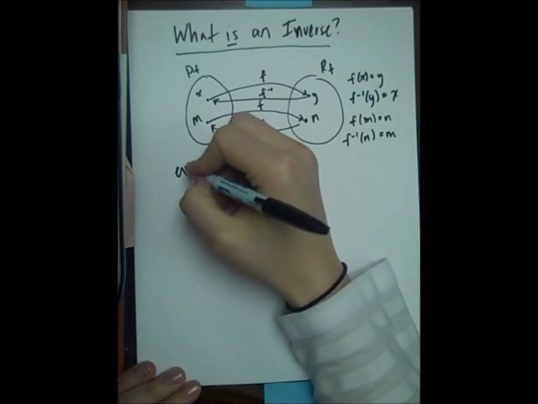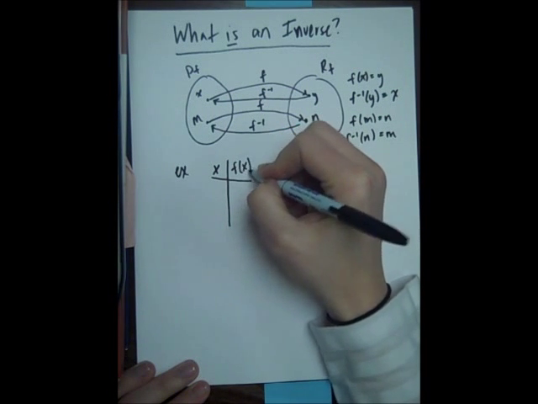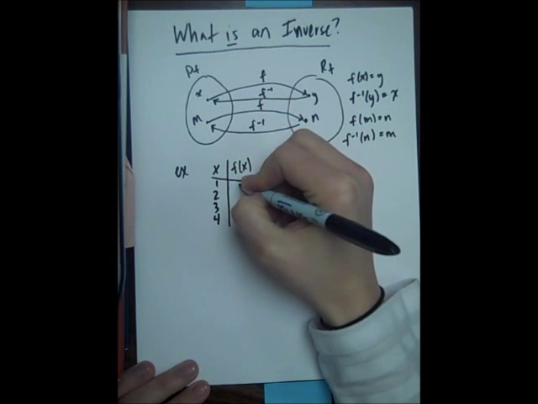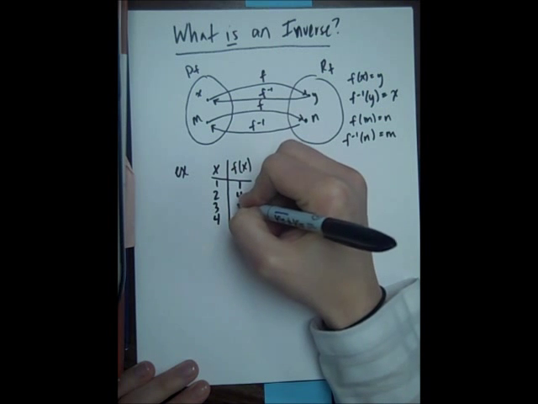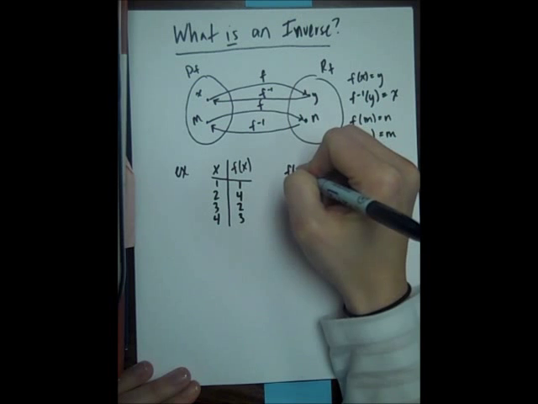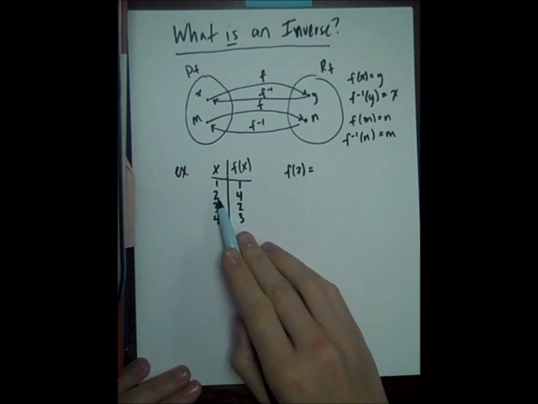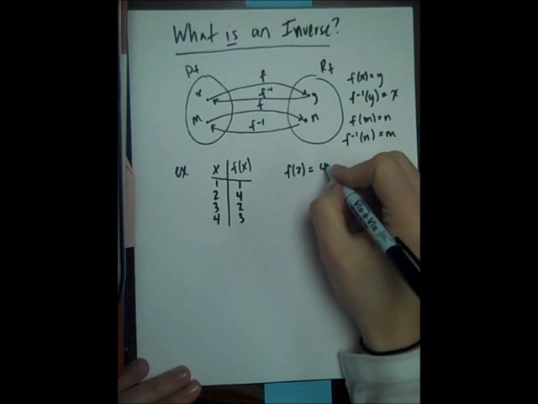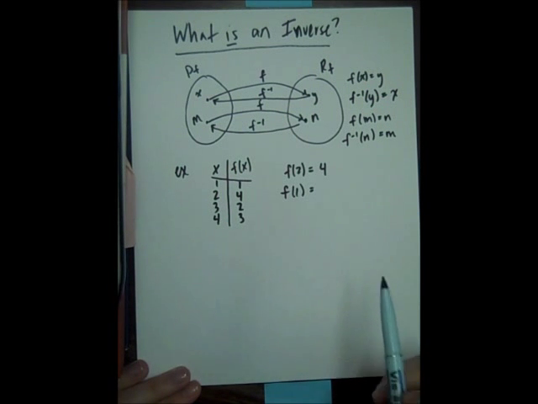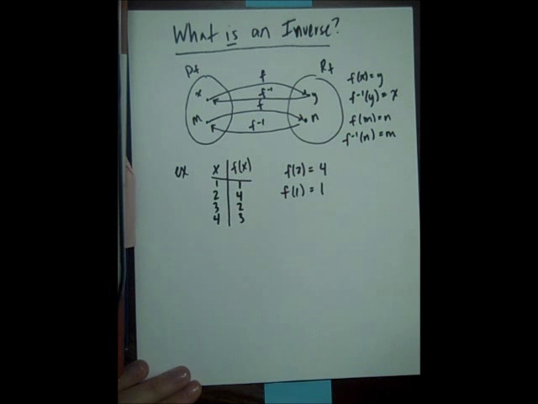We could also represent this in a table. Let's say that my inputs are 1, 2, 3, and 4, and my outputs are 1, 4, 2, and 3. First off, what is f of 2? That's saying the function f, I input a 2, what's my output? That would be 4. What about f of 1? If I input a 1, I get out a 1, so f of 1 is 1.